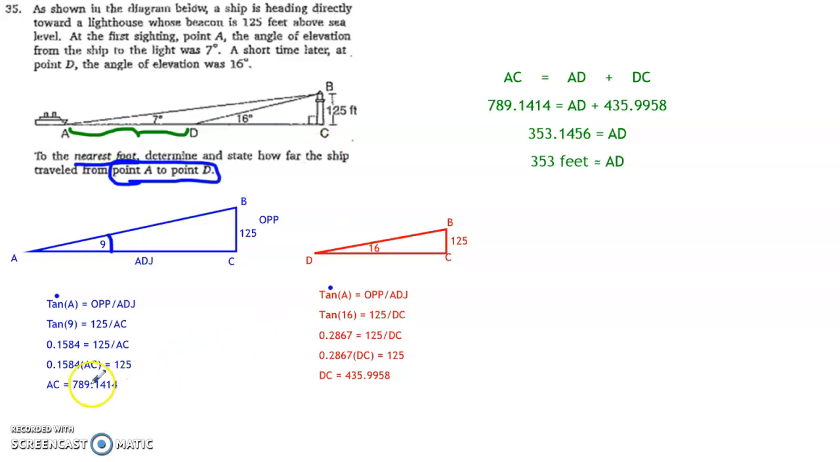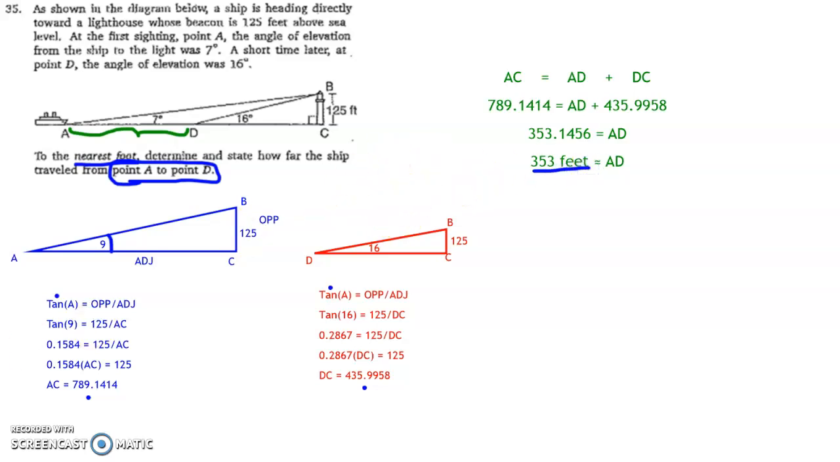I know AC because I solved for it here. It goes there. I know DC is 435.9958. I put that in here. Then I just solve for AD. It asks us to round to the nearest foot. Every time I do sine, cosine, tangent, I'm rounding to 4 decimal places, but at the end of the problem, I'm rounding to the nearest foot, which means the nearest whole number, 353.